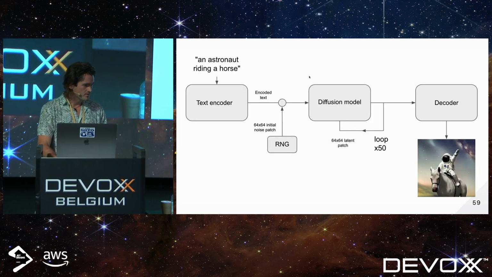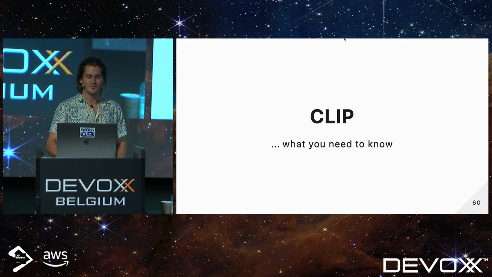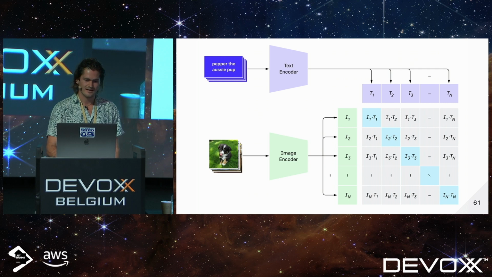Really quickly, just before we move on, we're going to cover the text encoder, but this is not a talk on natural language processing. So we're just going to show a really high level overview of how it works. You need to know the CLIP model, and only some pieces of the CLIP model, really. CLIP is an algorithm introduced by OpenAI to create a joint representation for images and text.